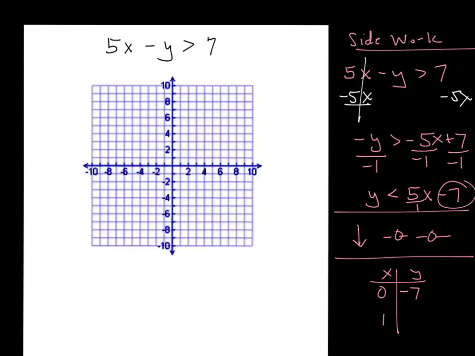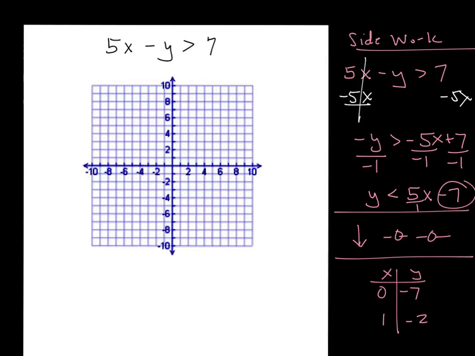All right. Then from here to get to the next point, it will be the numerator of my slope. And the numerator of my slope is 5. So I'm going to take 5 and -7, and that makes -2. So 5 minus 7 is -2. Now I have my 2 points to plot.